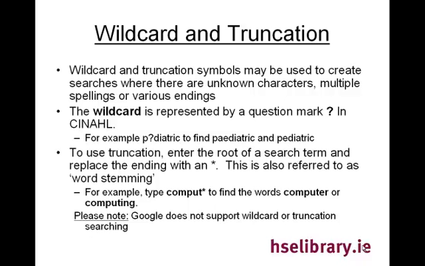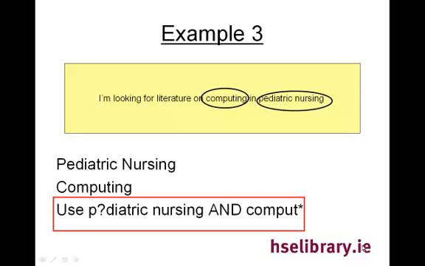To use truncation, enter the root of a search term and replace the endings with an asterisk. This is also referred to as word stemming. For example, type COMPUT asterisk to find the words computer or computing. Note, Google does not support wildcard or truncation searching.